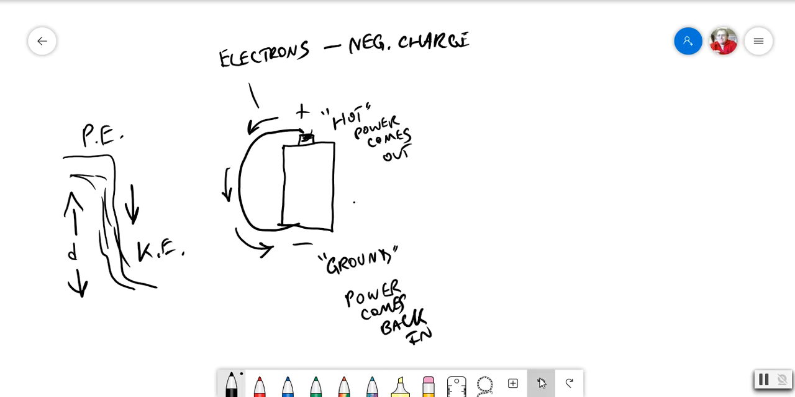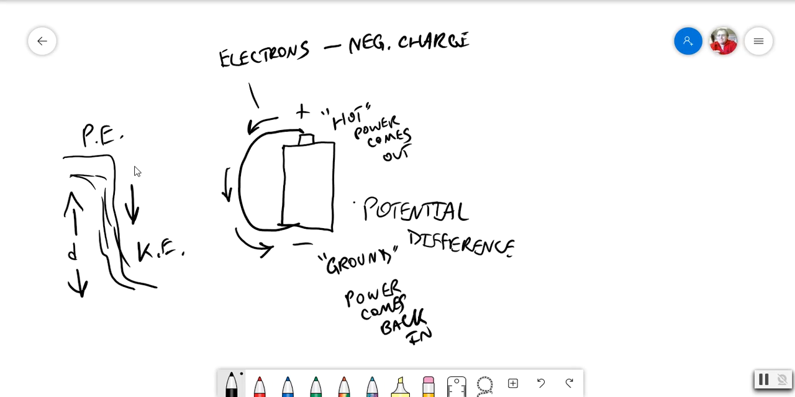So, anyhow, from the positive to the negative is the potential difference. Just like water falls from a height, turning into kinetic energy, electricity moves from a positive pole to a negative pole. And the greater the potential difference, the more you get the flow there.